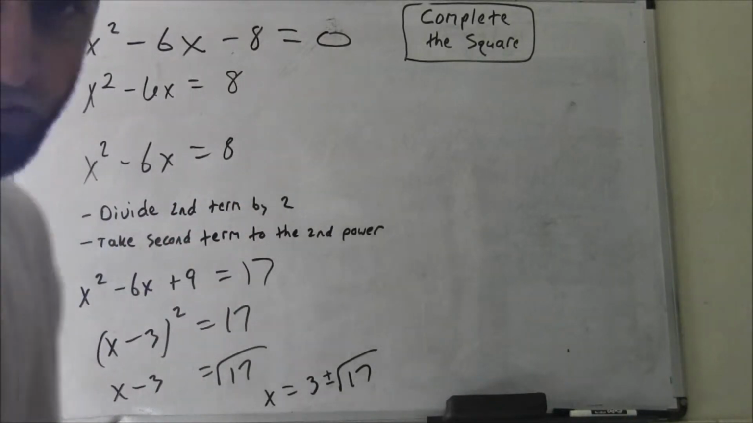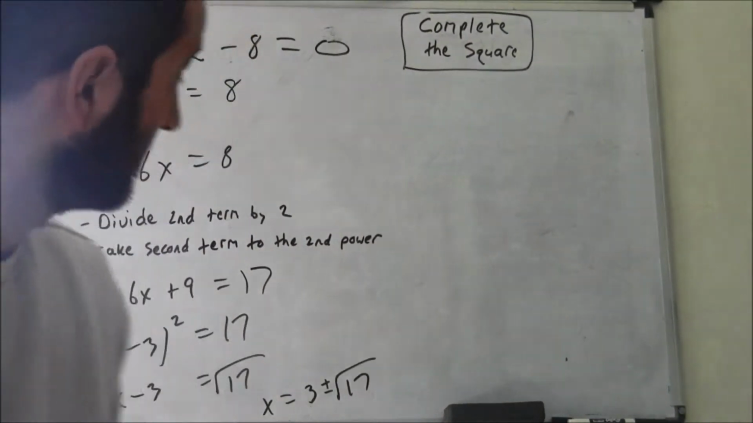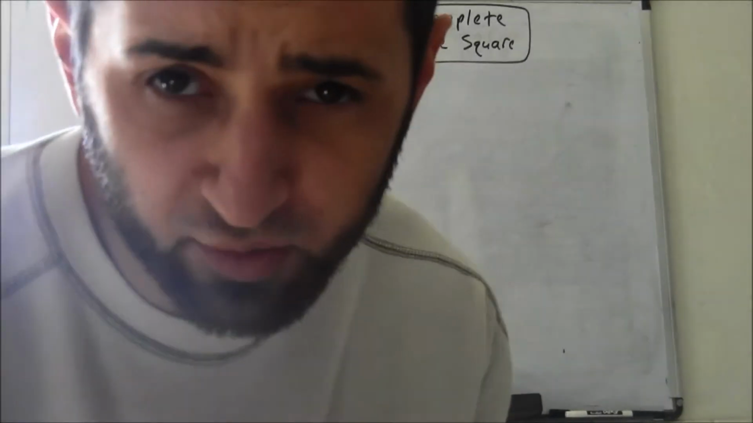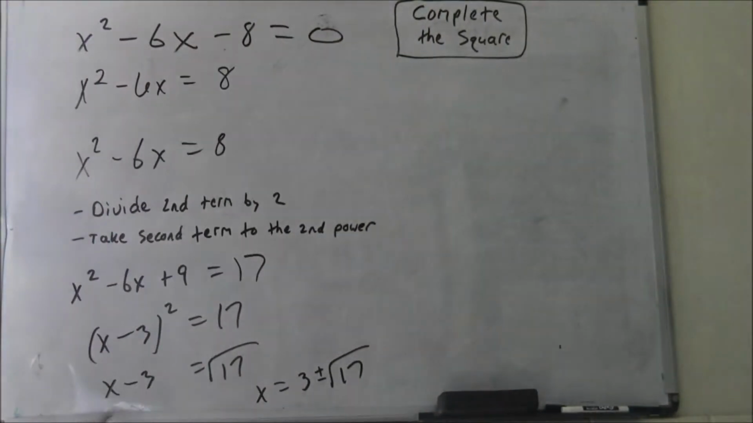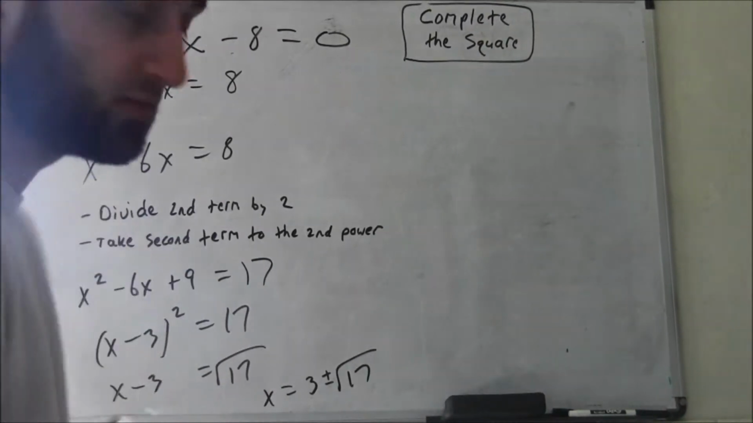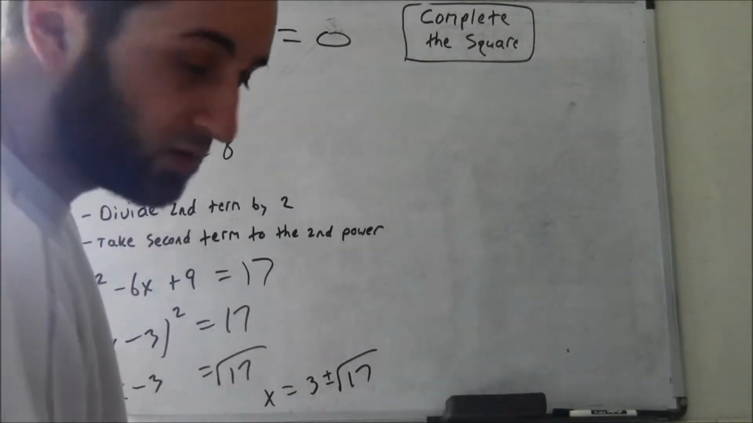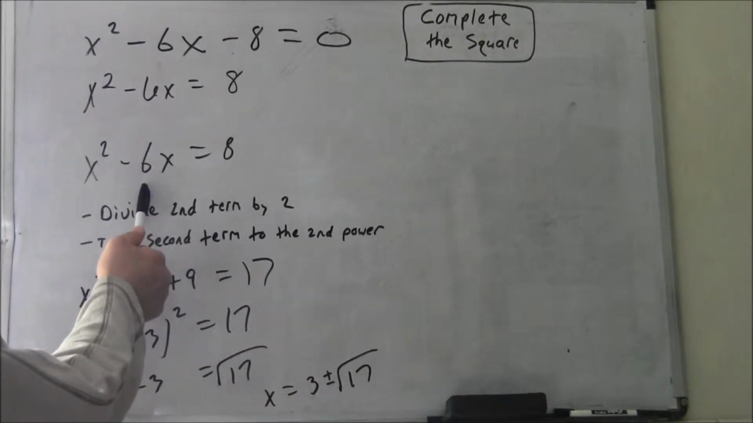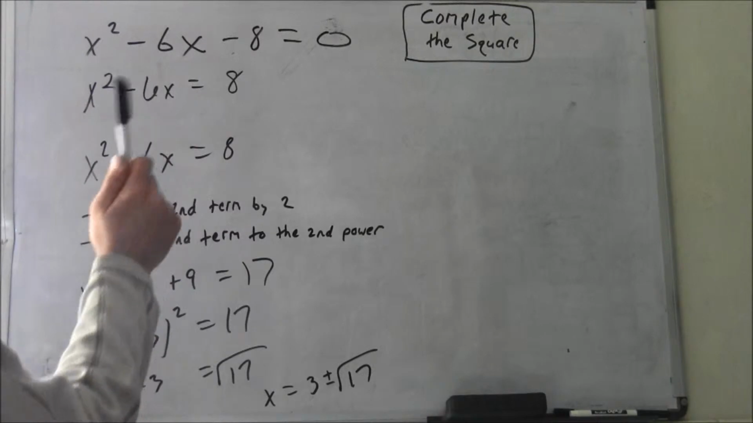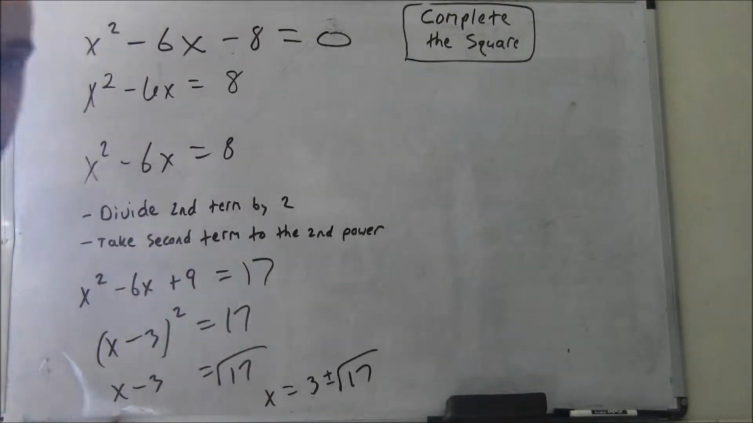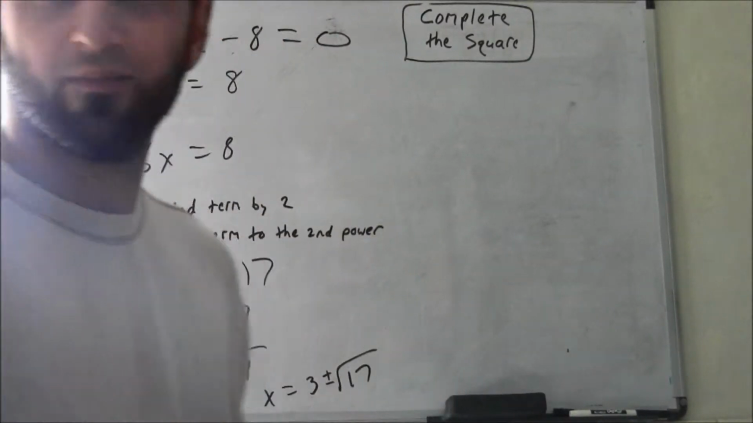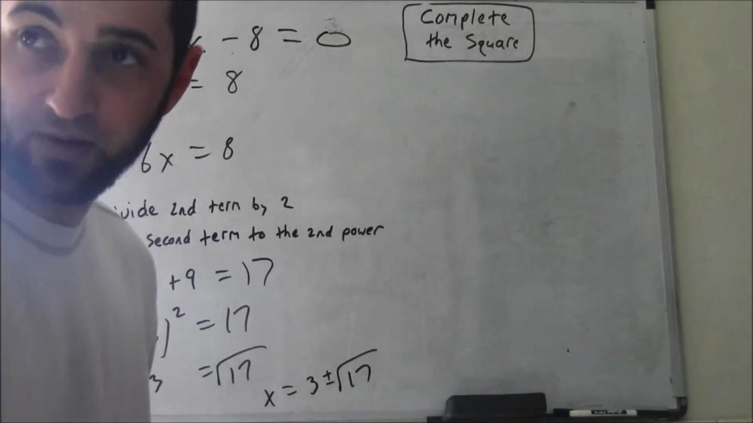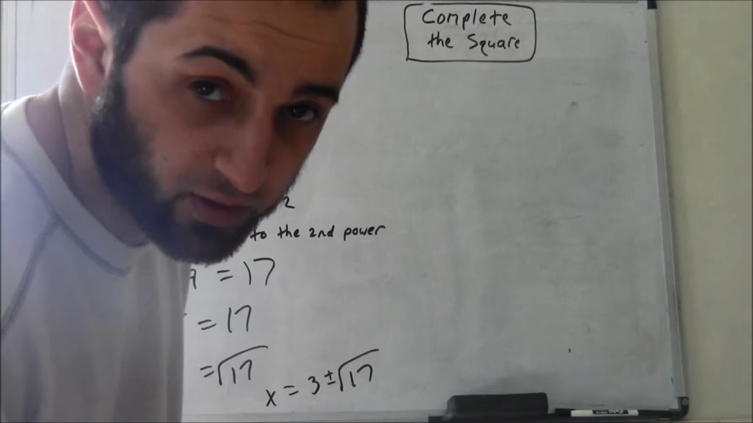Now, the way it looks, you got x squared and 6x. You're completing the square. When you're asked to do so in math class, there's a couple different ways to do it. This way, you divide the second term, negative 6, by 2, which gives you negative 3. Negative 6 divided by 2 is negative 3.